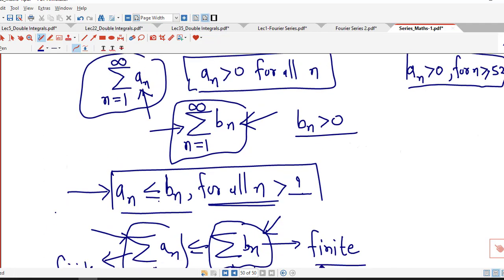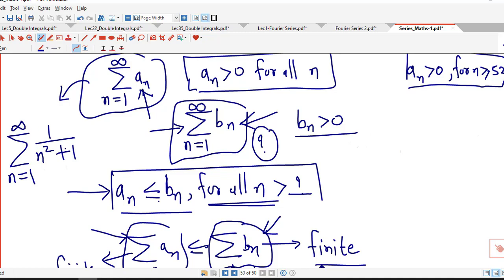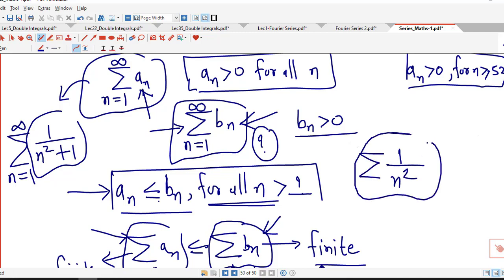Now the problem is how to decide this series. We will observe the given series and try to find out which series it behaves like. For example, if we have the series sigma 1 by n square plus 1, we can observe that this series behaves like 1 by n square. So we can consider sigma bn as sigma 1 by n square and we can compare these two series.